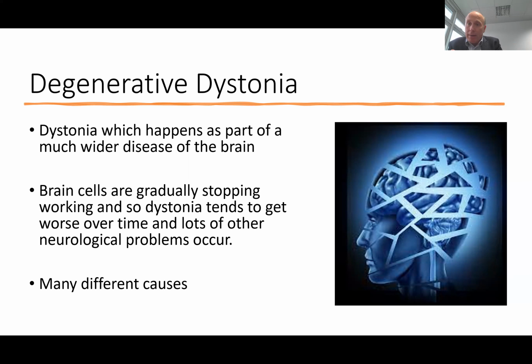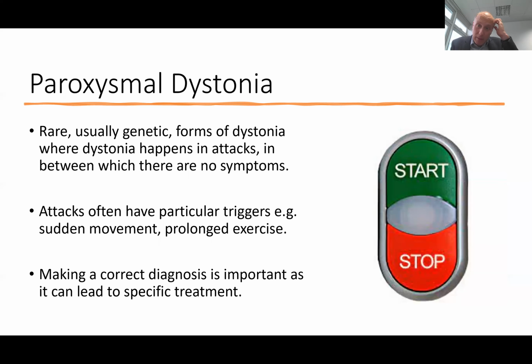So we've talked so far about isolated dystonia, secondary dystonia, and degenerative dystonia. I'm just going to talk about a couple more types of dystonia, paroxysmal dystonia and functional dystonia. In paroxysmal dystonia, the dystonia happens in attacks, and in between the attacks people typically have no symptoms at all, or certainly much milder symptoms. These are usually genetic problems, usually presenting in childhood or teenage years. In some types of paroxysmal dystonia there are particular triggers to the attack, for example a type triggered by sudden movement, or a type triggered by prolonged exercise.